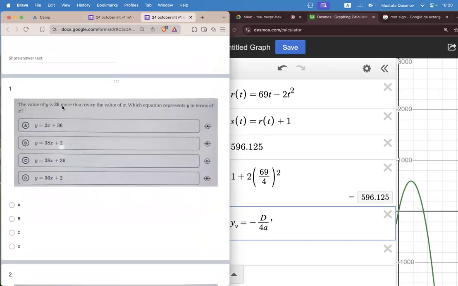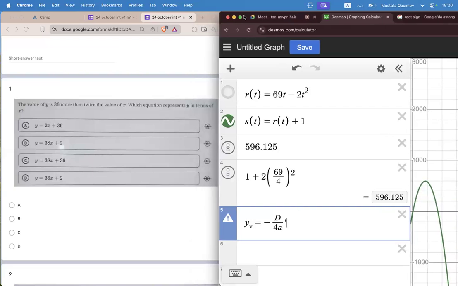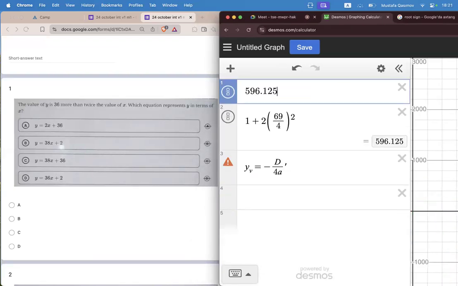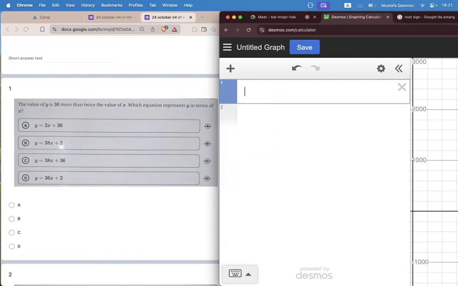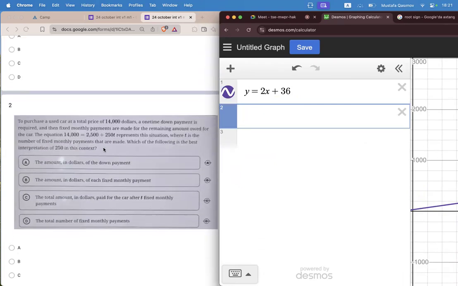Second, y is 36 more than twice the value of x. Twice means multiplication by 2. Y is equal to 2x plus 36. Answer is 8. 250 is the slope, and slope means we have each or mostly. Answer is D.